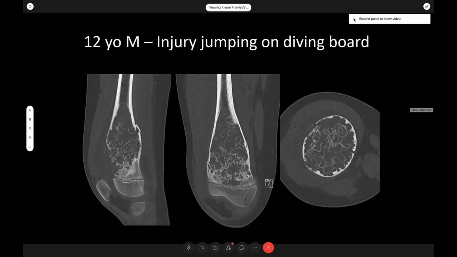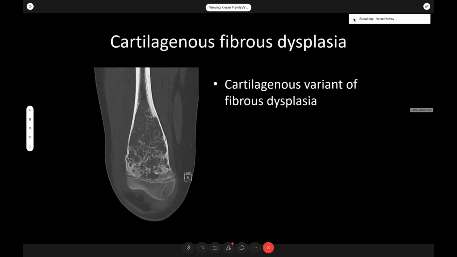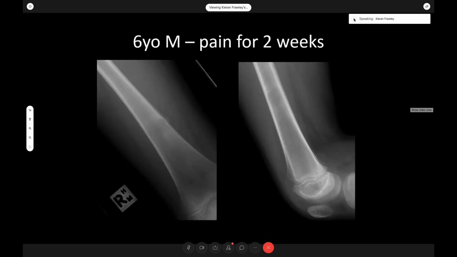Yeah, very good suggestions, everyone. So this turned out to be a cartilaginous variant of fibrous dysplasia. So you're all right. Here's just another companion case. 6-year-old male, pain for 2 weeks. And here you can see, again, there's a lucency. It's hard to define. There's no sclerosis at the margins, and he's got a periosteal reaction. So again, you wonder if he's had a pathologic injury to this lesion. Hard to define the matrix, but again, you're a bit biased, could be a bit ground glass.